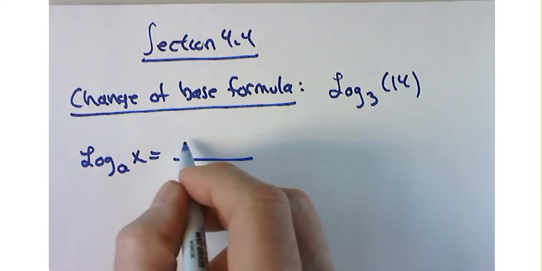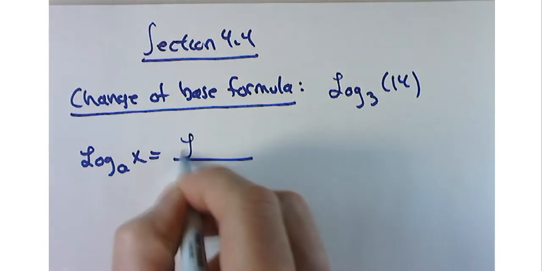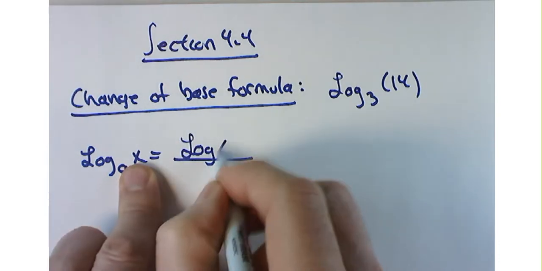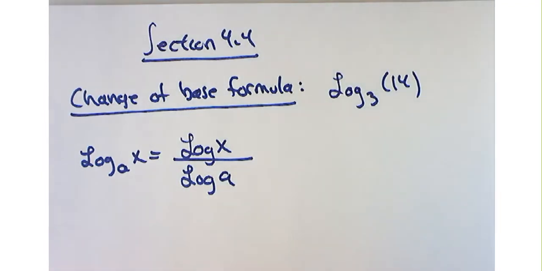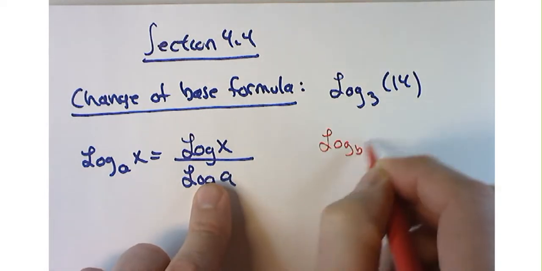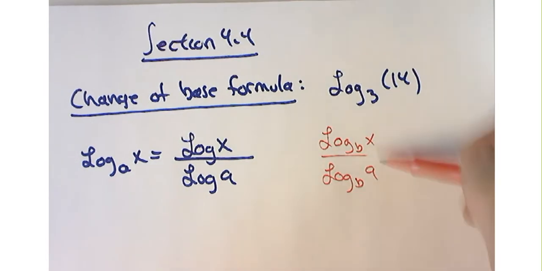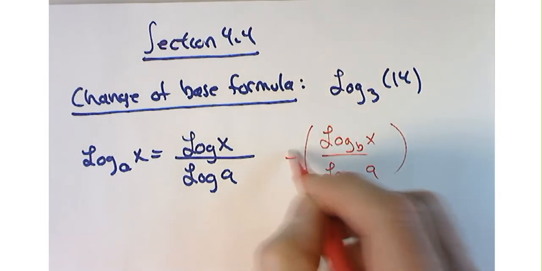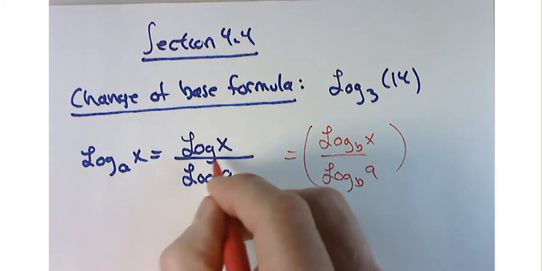Now, I'm going to give you the simplified version of this, the practical version. You're going to take the log of x divided by the log of the base, like that. Technically, you could use any base. So it's really log base b of x over log base b of a, where b is some number you can work with. But for practical purposes, I would use log base 10 for both the numerator and denominator, for which I don't need to write the 10 here and here.